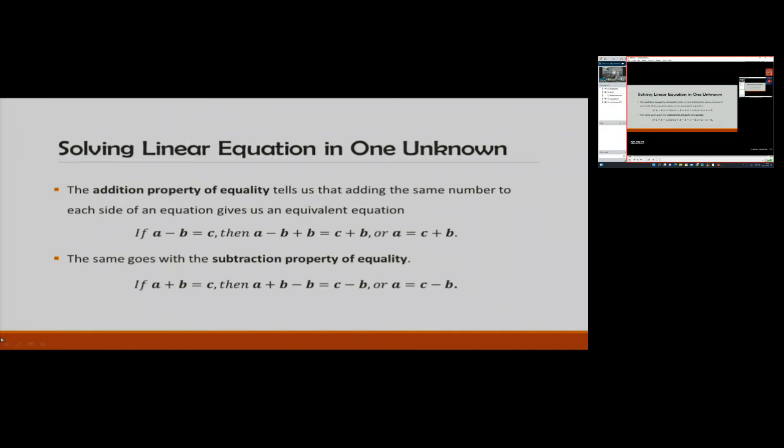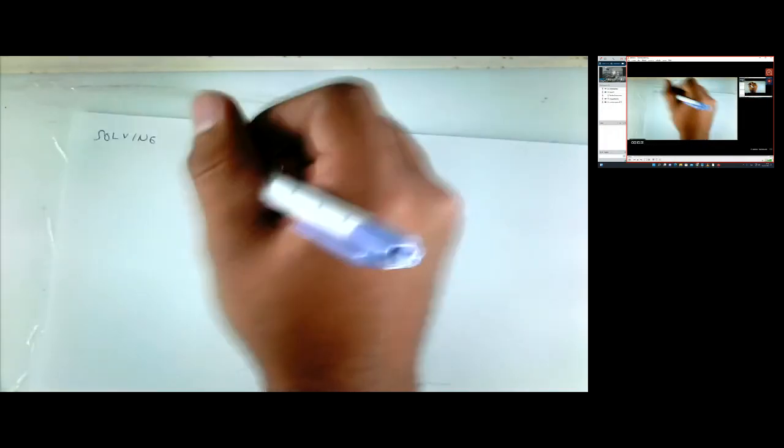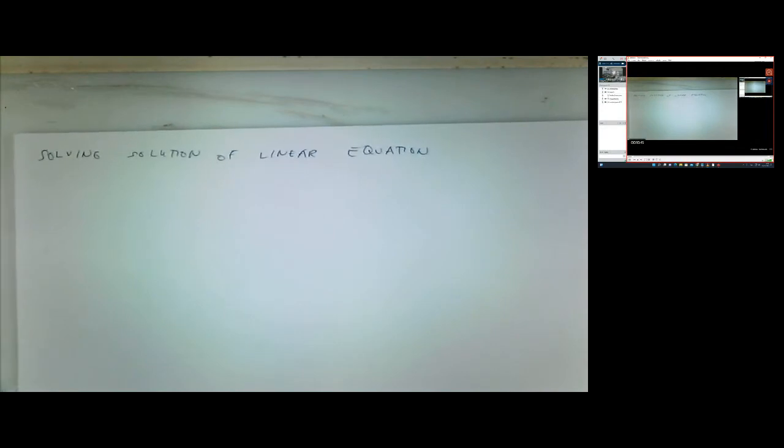Now, since we know what a solution is, the topic that we're going to do today is we're going to solve linear equations in one variable. We're going to solve for the solution. Okay. Now that we're solving, I think it's better if I write it so you will understand it more. So we are going to solve the solutions of linear equations.